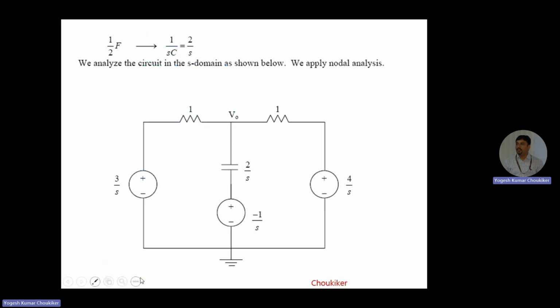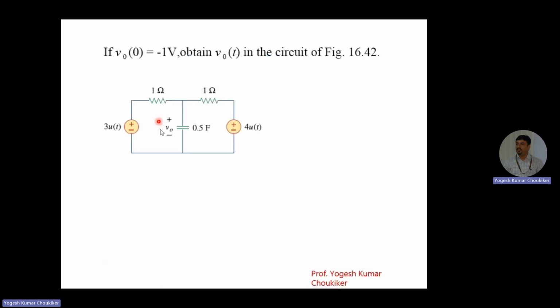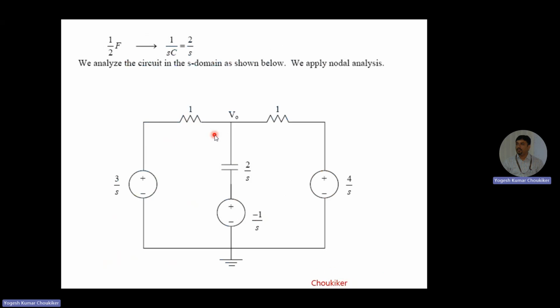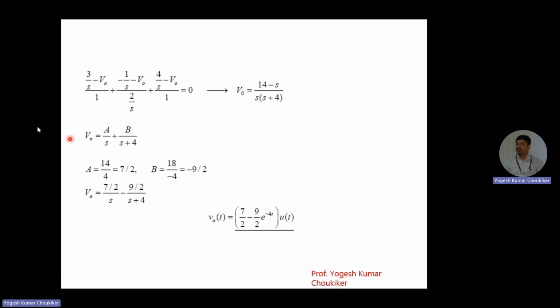So this is the circuit. You can see here the difference. For this particular capacitor, we have two conditions. Either we can use a current source or we can use a voltage source. So here we are using the voltage source, V naught by s, where V naught of 0 is minus 1 by s. Then we can solve this circuit very easily using nodal analysis. You can see V naught is A by s plus B by s plus 4. A is 7 by 2 and B is minus 9 by 2, and V naught is 7 by 2 minus 9 by 2 e to the power minus 4t.